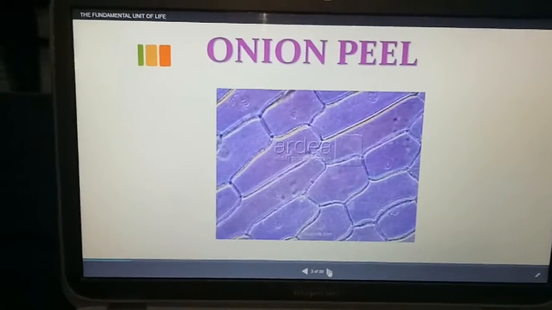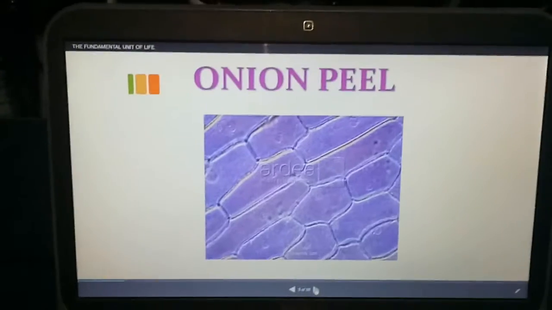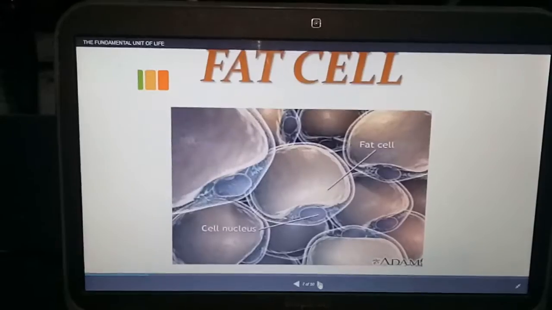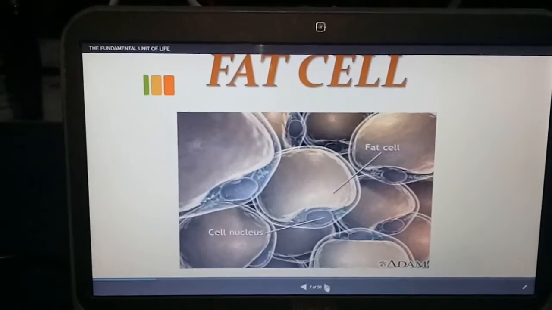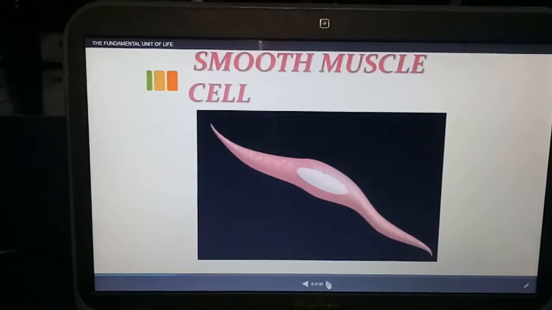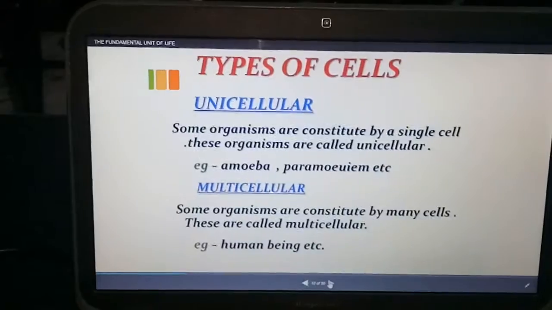Next are examples. This diagram shows an onion peel. This is a fat cell. This is an RBC, the blood cell. This is a muscle cell.